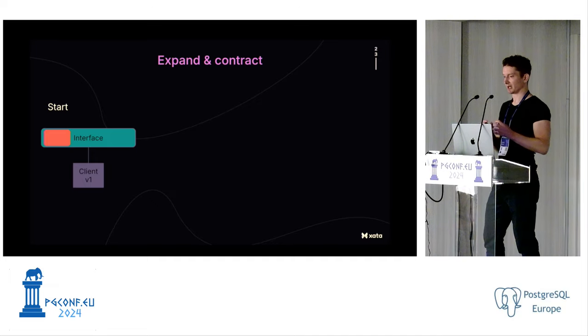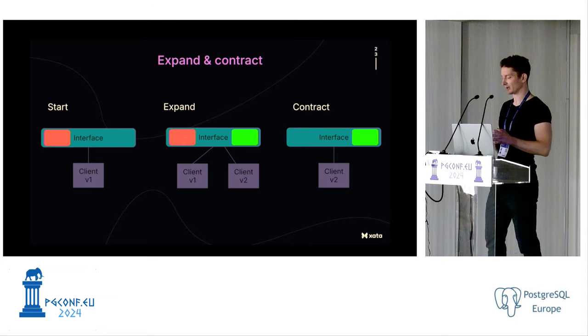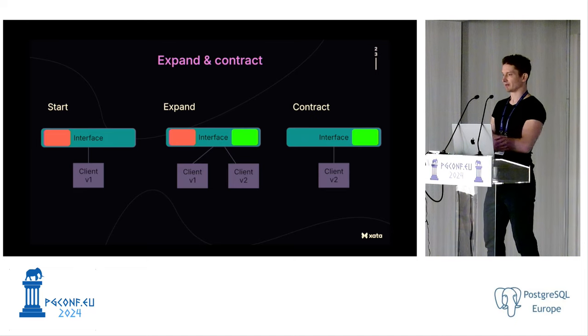Expand contract says that rather than make that change to the interface and update our clients all in one go, we should instead break that change down into two steps. We first expand the interface with some new functionality here in green, then we add new clients that consume that functionality. Once we don't need the V1 clients anymore, we can contract the interface so that we are left with just our desired end state. So every interface change is broken down into two steps. We first expand the interface to add new functionality and then contract to remove the old. This allows interface change without breaking dependent applications.